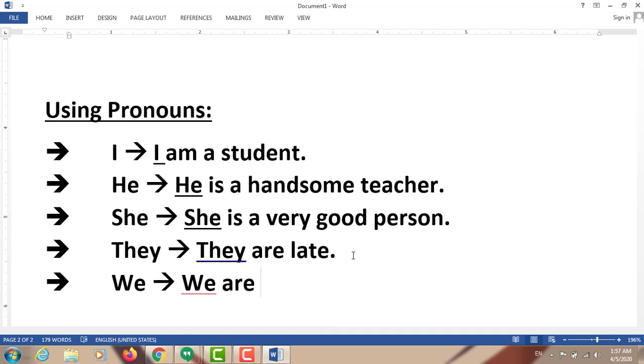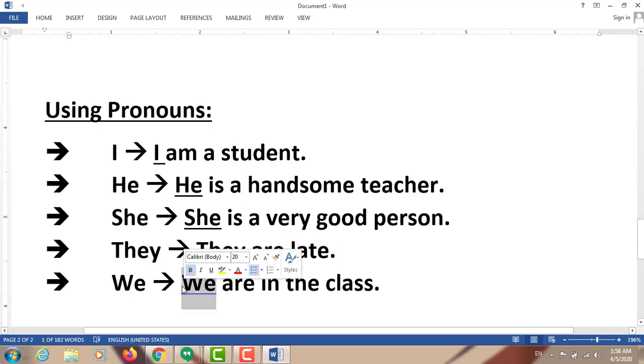Okay, for example, you say we are in the class. We are in the class. So this is to be, as you see. Okay, this is to be. Let me underline. And this one is our pronoun, which is used for plural.